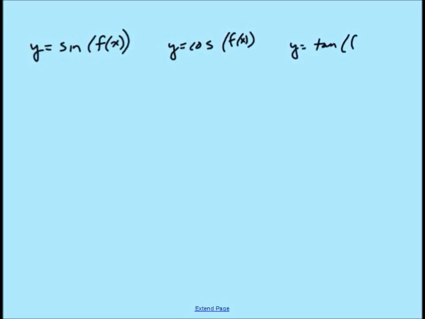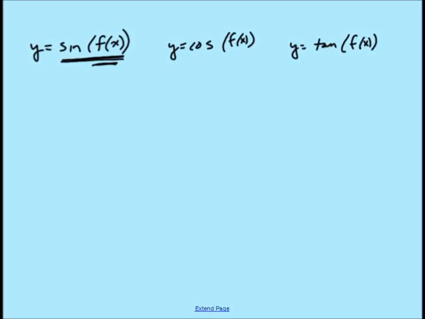All right, if we have something a little more complicated, if we have y equals the sine of some function, not just an x, but some other function in there, or y equals cos of a function, or y equals tan of a function, you may have guessed already what we are going to be doing. We will just take the derivative of that entire function and then multiply it by the derivative of the small function inside.